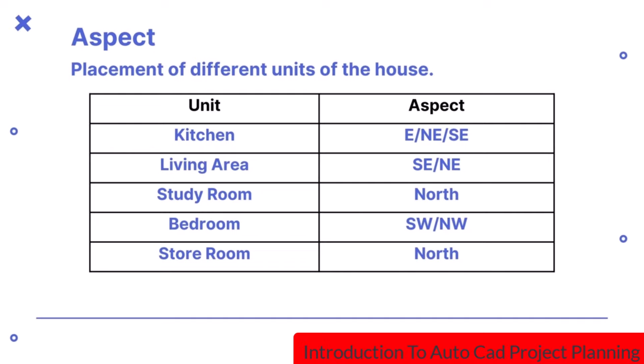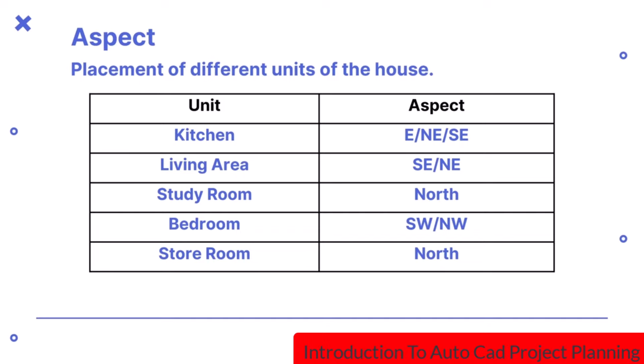Aspect is connected to the placement of different rooms of the house in accordance with our activities at different hours of the day. The rooms should get enough sunlight and air. Apart from creating a cheerful atmosphere, it is also good from the hygiene point of view. Windows are provided to fulfill these requirements.